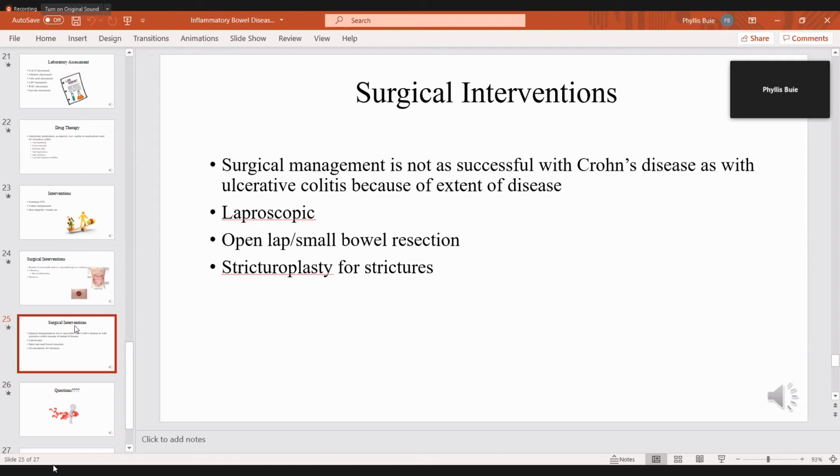Diagnostic tests are very similar. We can do colonoscopies. We can do CT scans to confirm the disease and the complications. And barium enemas can be done, but we have to be very mindful that we don't cause a perforation, because if we cause a perforation, then all of that barium is going to be in their abdomen, and that's not good.